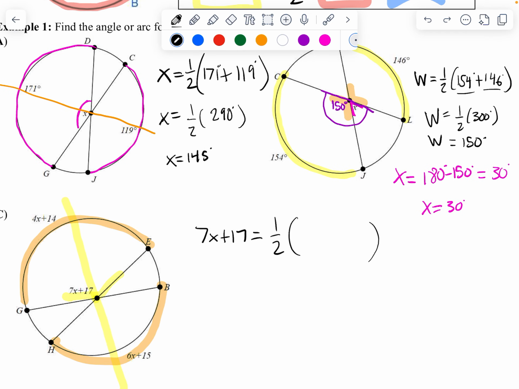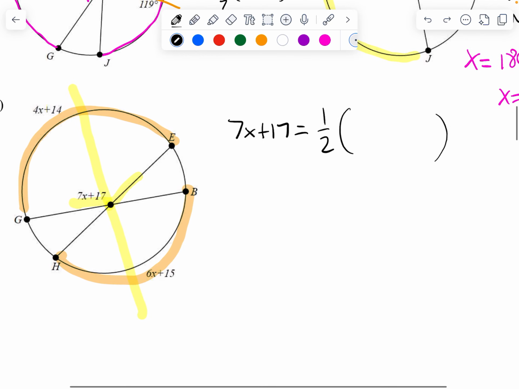Major and minor does not matter as far as addition goes, right? Order, it's not a big deal. I'm just going to follow the diagram. Diagram shows us relationships. So I'm going to say the major is 4x plus 14, and we're just going to say the diagram is not to scale on that one. Plus our minor, 6x plus 15. And then we just simplify.